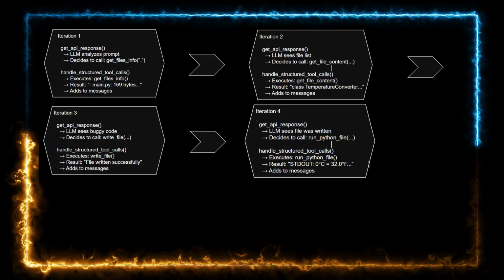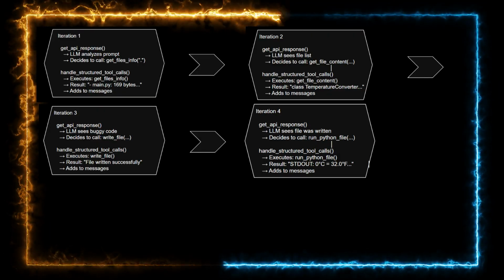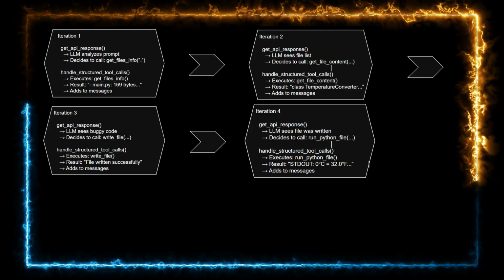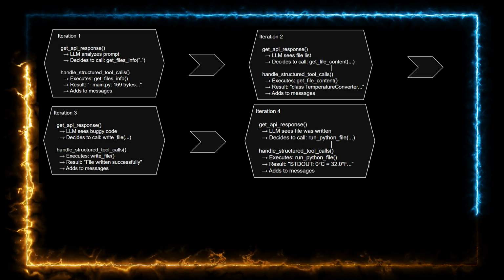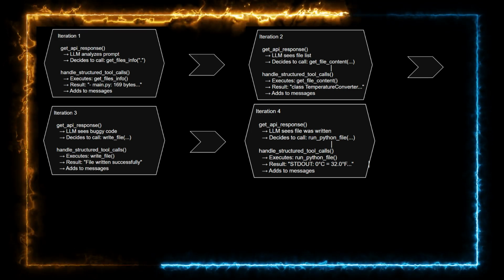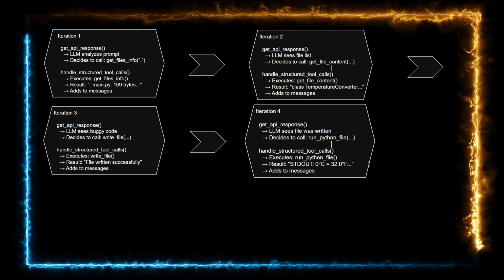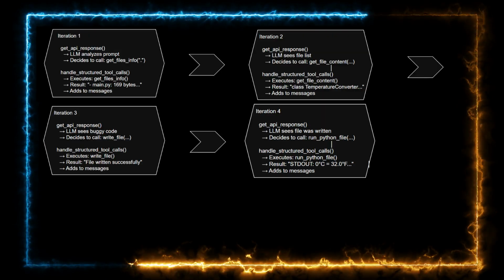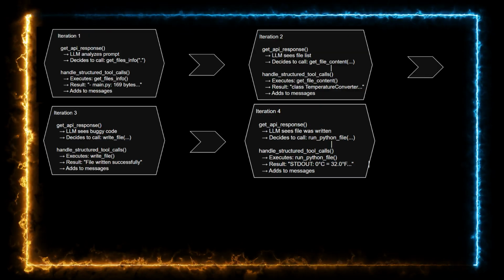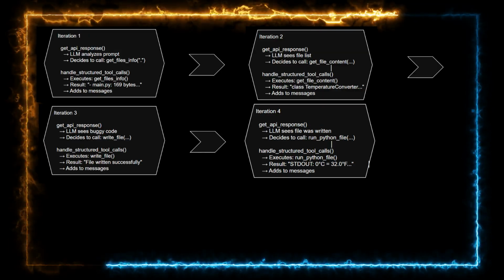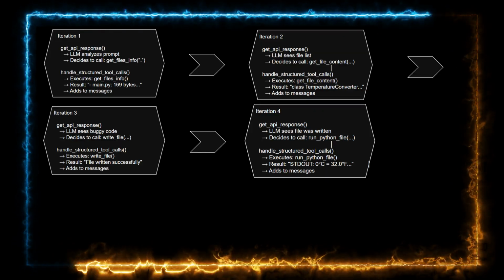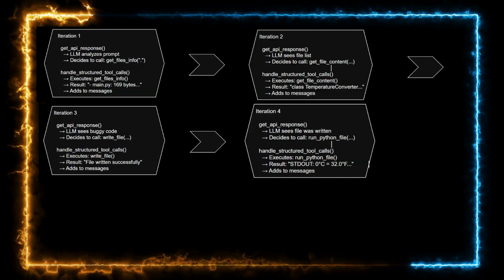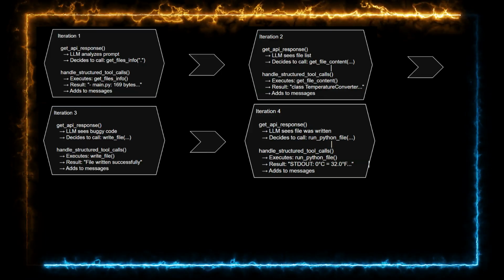Next, handleStructure2 extracts the function name and file path again, executes the runPython function via the call2 function, and receives the execution output. This result is again appended to the message array as a tool response, so the LLM can verify and fix in the next iteration. The cycle continues with the updated context.